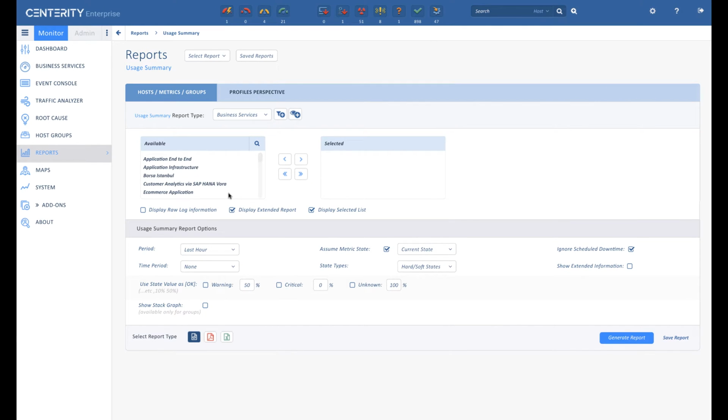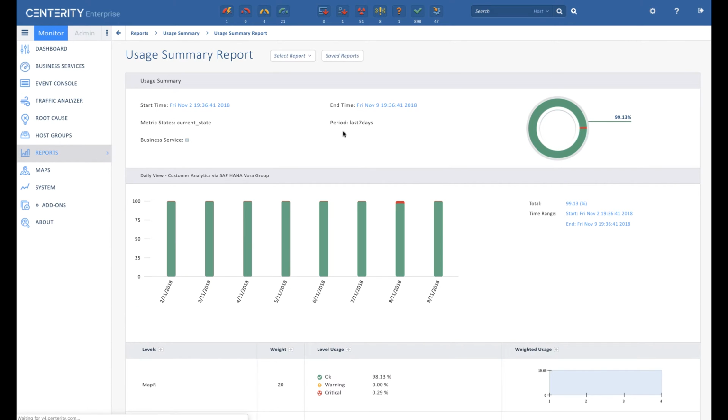Our high-level executive SLA report. So this SLA report, or usage summary report, takes into account only events that occurred within the week. In this SLA report, the metrics that are taken into account are calculated a little bit differently, and we'll see that in a moment. We're going to just generate it for the last 7 days and see my SLA.